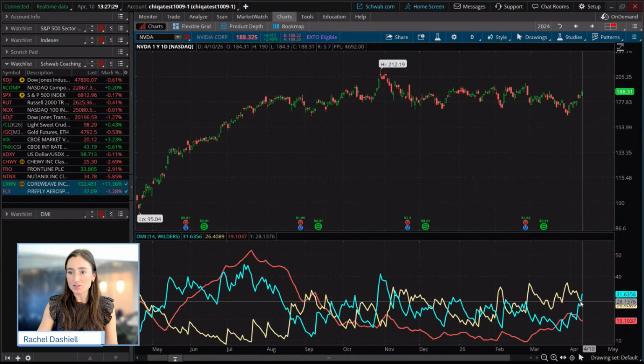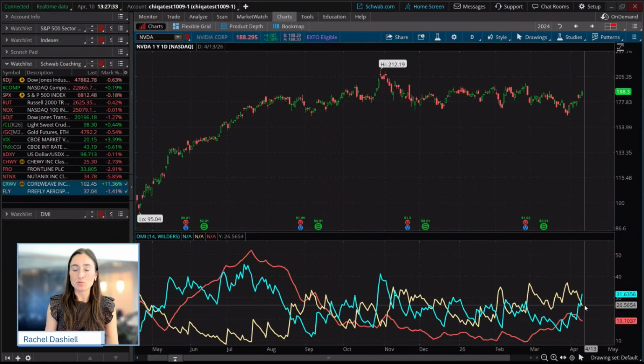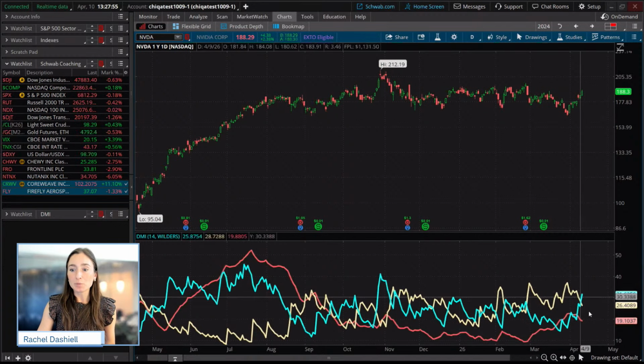So you can see that just a couple days ago, within the last 2 days, we had the blue line cross above the yellow line. So the positive directional movement moved above the negative directional movement. So that's our number 1 step. That's telling us the trend is up. So we are in an uptrend. Green check there, okay?